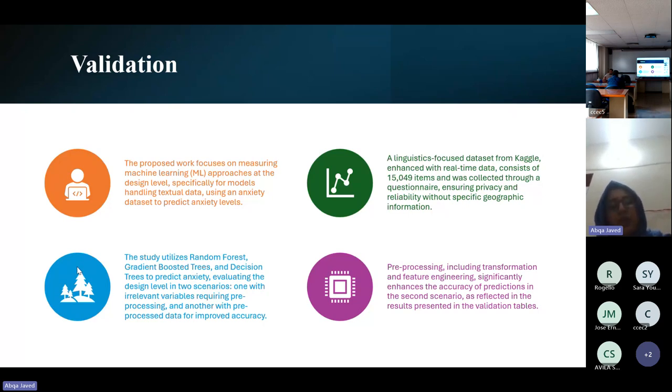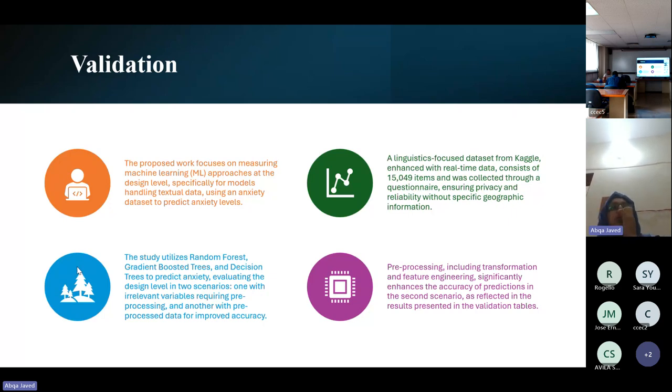The study further utilizes random forest, gradient boosted trees, and decision trees to predict anxiety, which evaluate the design level in two scenarios: one with irrelevant variables requiring pre-processing, and another with pre-processed data for improved accuracy. A linguistic-focused dataset from Kaggle, enhanced with real-time data, consists of 15,049 items and was collected through a questionnaire, ensuring privacy and reliability without specific geographic information.